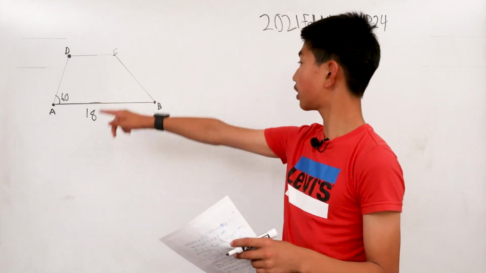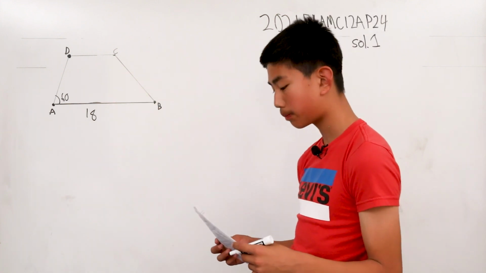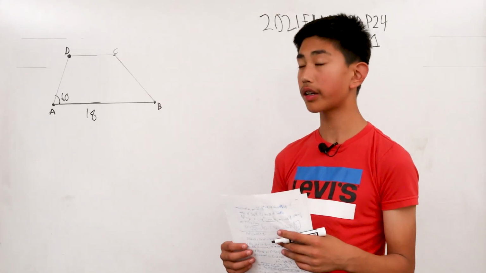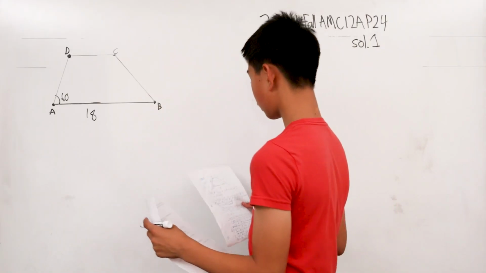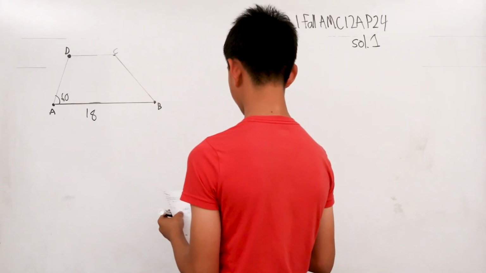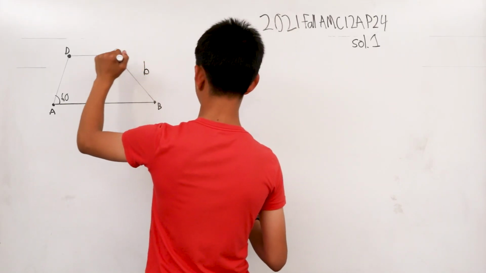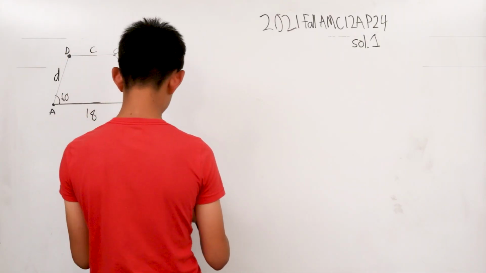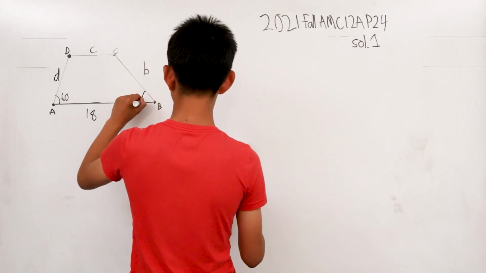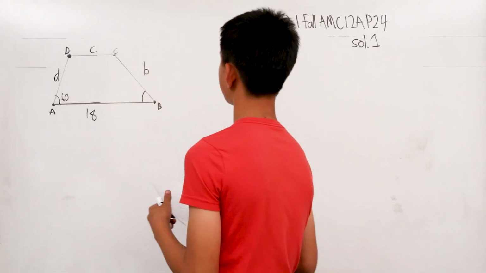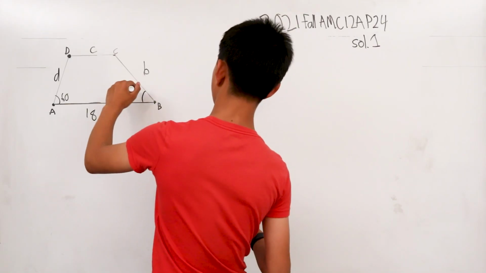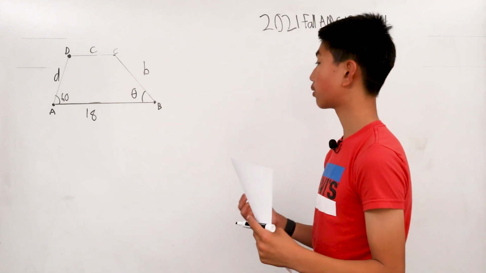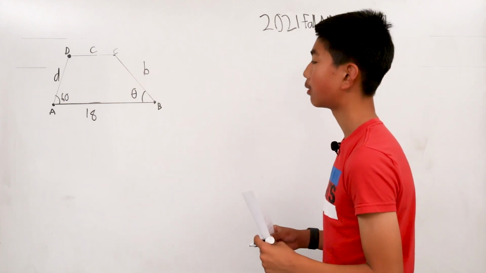So here we have our roughly drawn trapezoid-like shape. That's what you get when you draw the figure like that. Let's just form variables for the other sides. We can call them lowercase b, lowercase c, and lowercase d. Then we can say that the angle at B has an angle measure of theta. So now we can use comparisons to help us solve this problem.